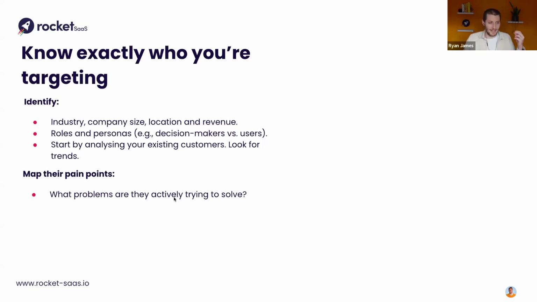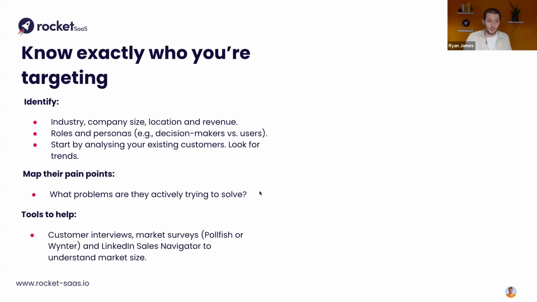What problems are they actively trying to solve? That is a key point about any marketing, not just demand generation: understanding what their problems are, what is keeping them up at night. There are tools that can help you do this. Customer interviews: I'd highly recommend interviewing your existing customers. Just reach out to them and say, we're doing some research at the moment, trying to grow the business. It'd be really helpful if you could jump on a call with us. Ask them, why did you sign up with us? What were your pain points? What were your problems?